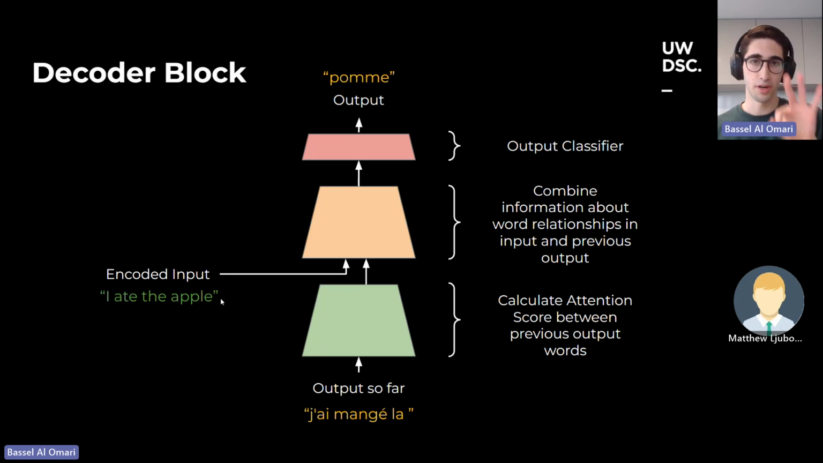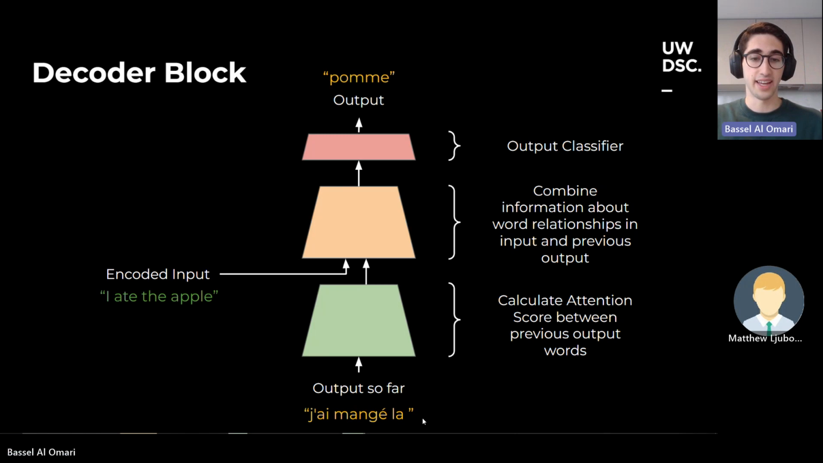And it does so over three major parts. The first part takes in whatever the decoder had outputted so far and calculates the relationships between each word and the word that came prior to it. So it's relationships between the different words that the decoder had previously outputted.